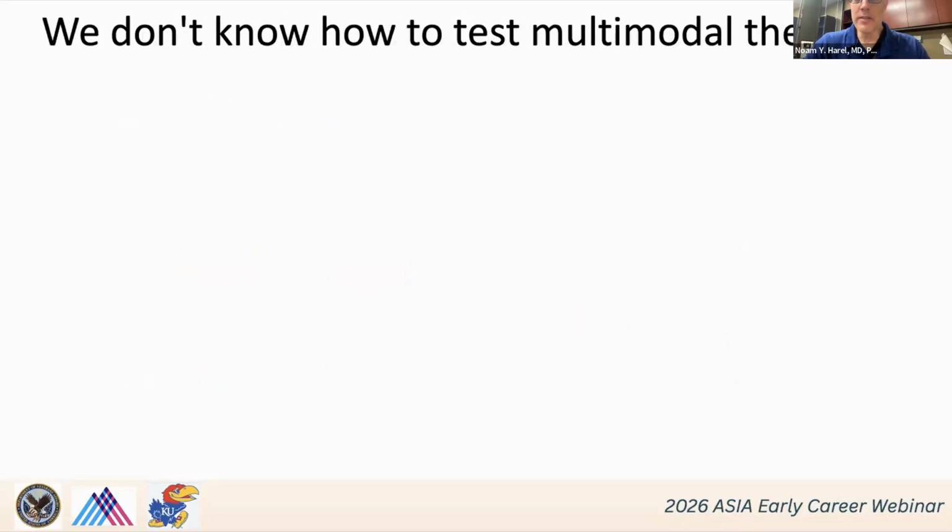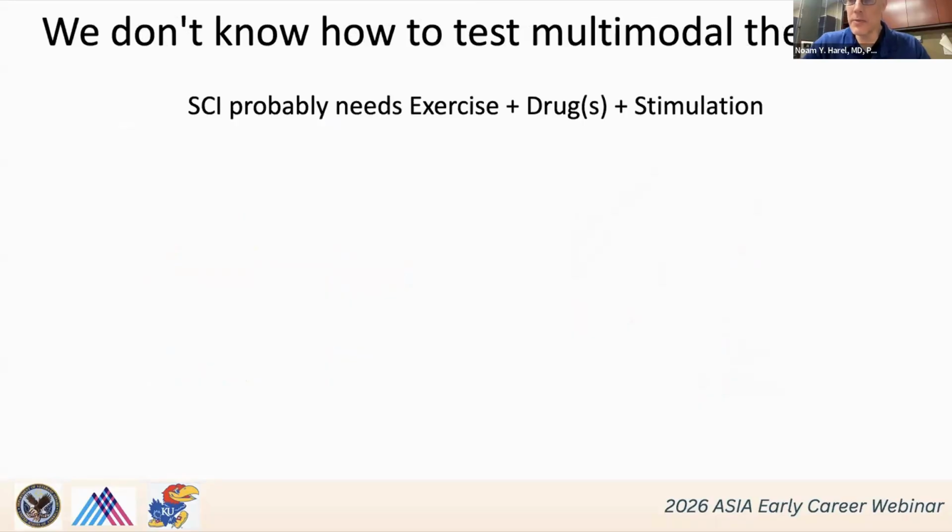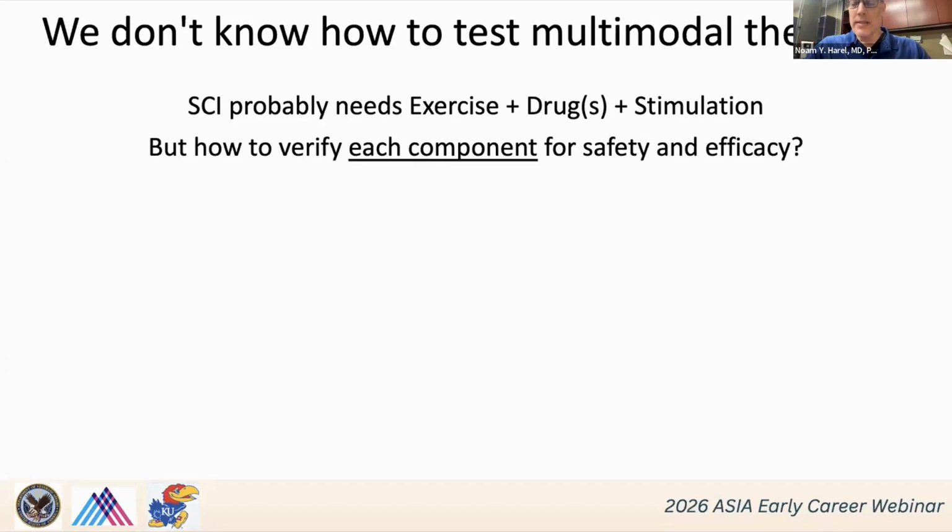And I think we can all agree that to really move the needle clinically for spinal cord injury, you need multiple modes of treatment combined. Okay. Exercise is definitely going to be one of those treatments. We may need one or more drugs. We'll probably need some form of stimulation. We may need stem cells, et cetera, et cetera. There's multiple modes of treatment. Some combination is going to be necessary, but this is the quandary. We all have thought about this, and it's a difficult question. How do we test each component of that multimodal treatment for safety and efficacy?